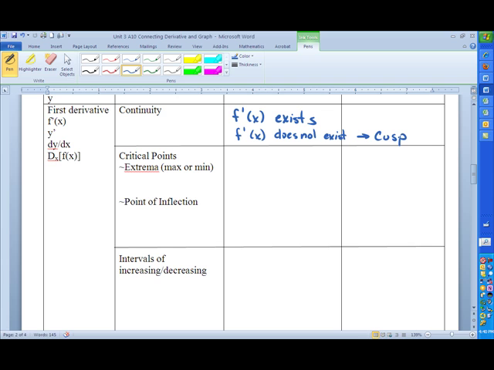The critical points are your maxes and your mins, or your points of inflection. So all of those are critical. Maxes and mins, which are called the extrema, occur when we have a change in direction. The point of inflection occurs with change in concavity, and no change in direction.